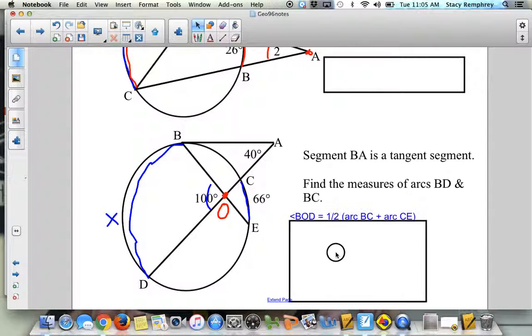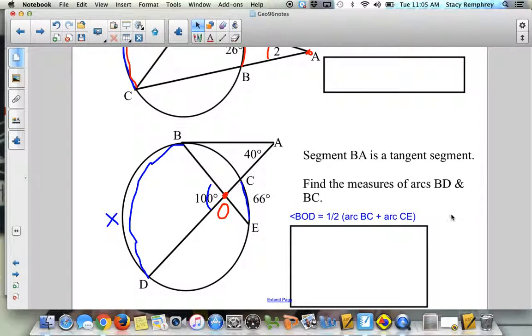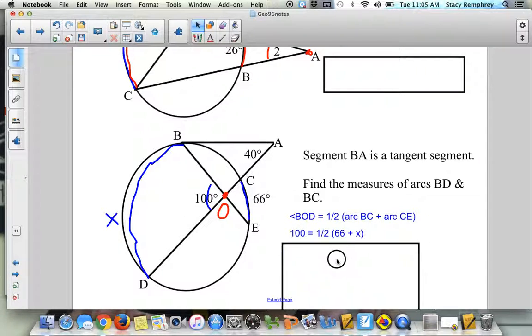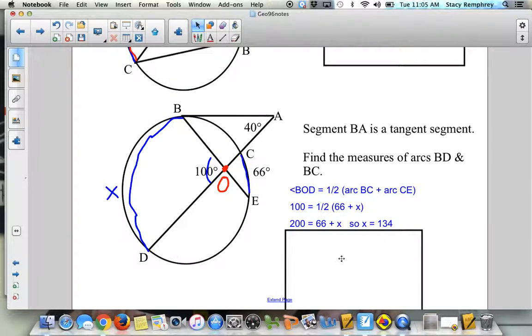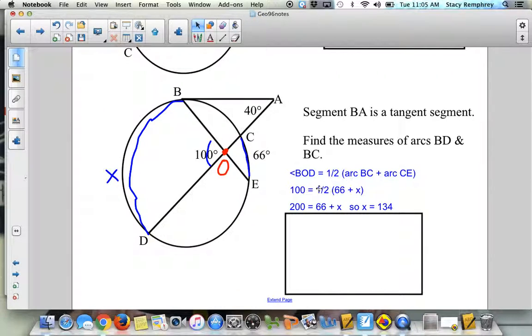X plus 66. So I just kind of wrote it out for you. Angle BOD is equal to half of arc BD plus arc CE. I plugged in what I knew. From this step, I just doubled the 100, multiplied both sides by 2, and solved. So I got X, or arc BD, equals 134.